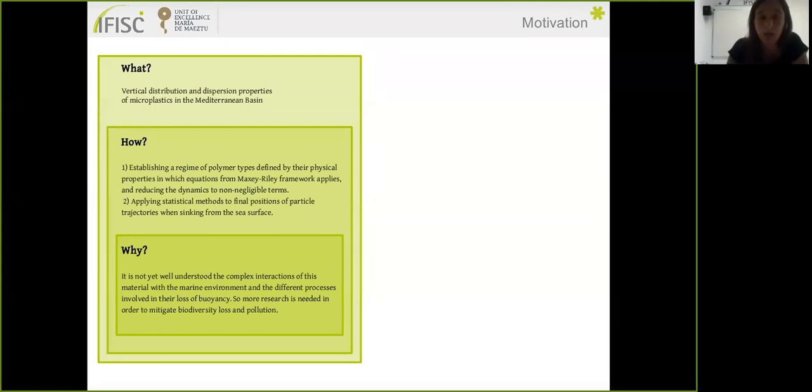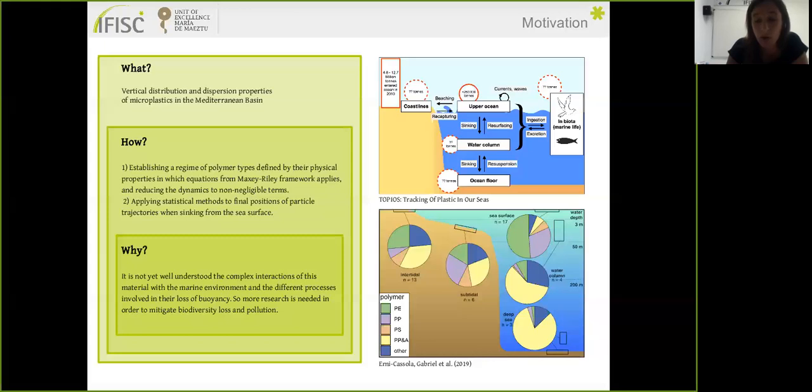And then a lot of researchers started to try to solve this problem. And of course, now it's known that this material actually follows three-dimensional pathways instead of being two-dimensional, even if more than half of the plastic is buoyant. And there are a lot of different reasons why this occurs. This picture here, in this upper figure, is shown by the Topios group, which is the project associated to the people with whom I work in the Netherlands.